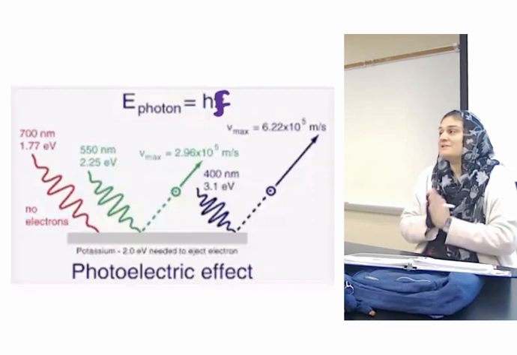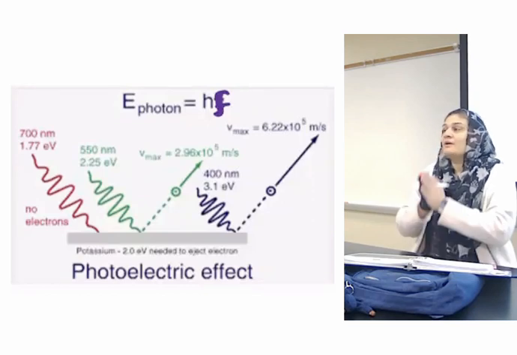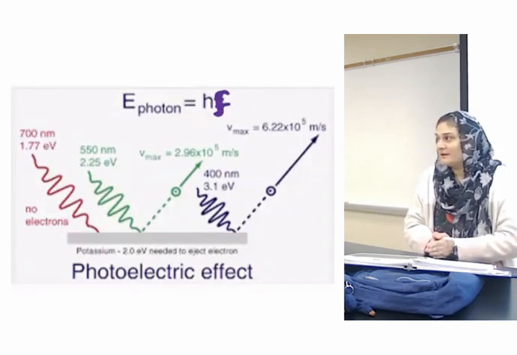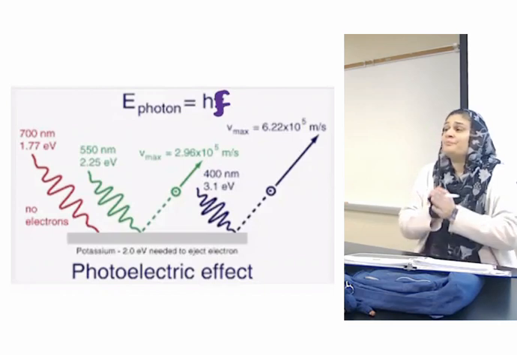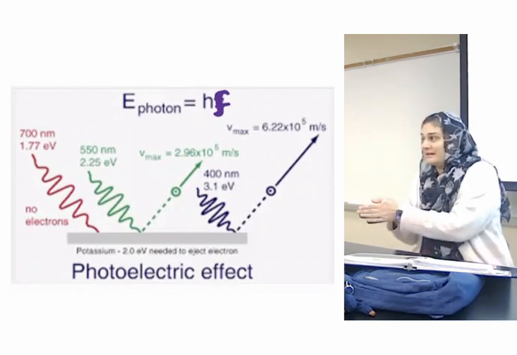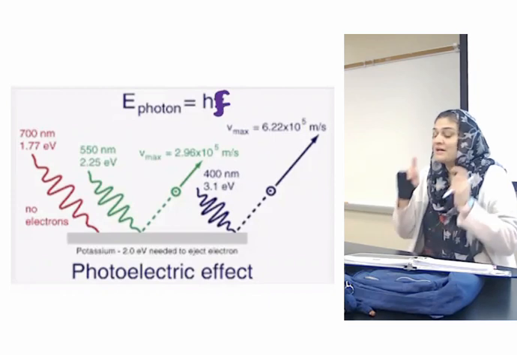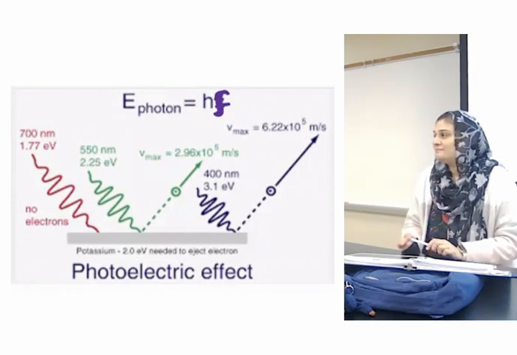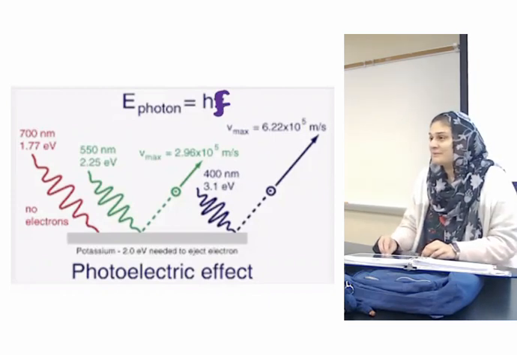Will it have the highest kinetic energy? Will the green one be lower? And will it have lower kinetic energy? Excellent. Now, what about the red? There is no electron that's emitted.